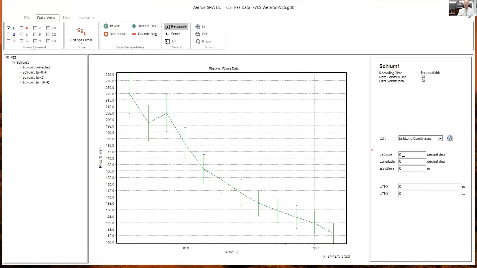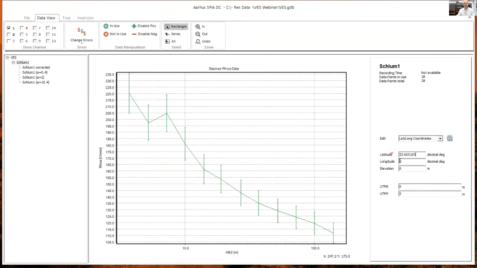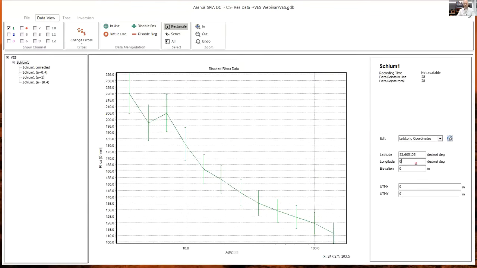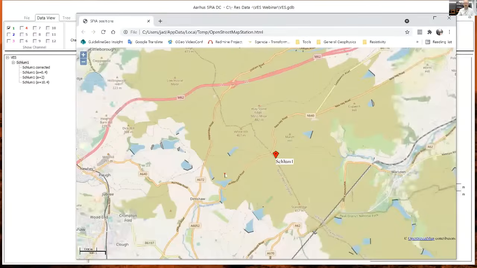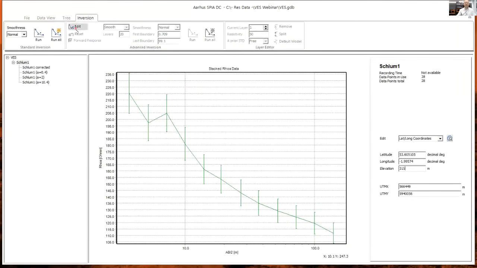So the software has automatically made those into a single curve for me, done the correction. So that's fantastic. I could also, if I wanted to, import the position of these data. I know that that was about 315 meters above sea level. And then I can look at this on a map. Now it's opened on a different screen, but that'll tell me where that particular sounding was, just outside of Manchester. And then I can go and run the inversion.